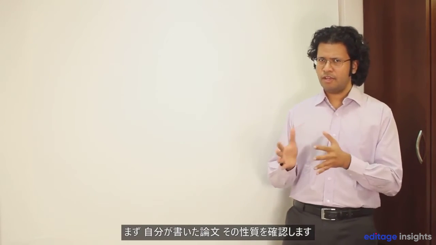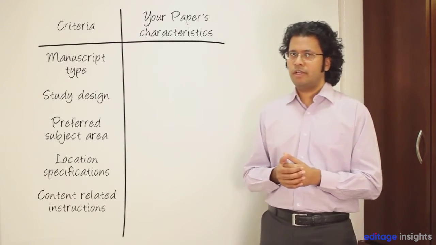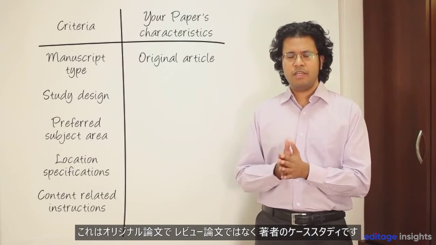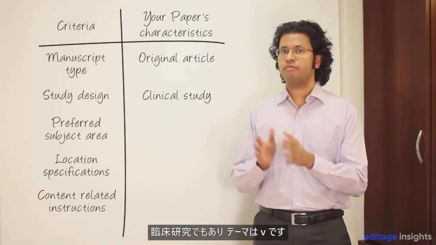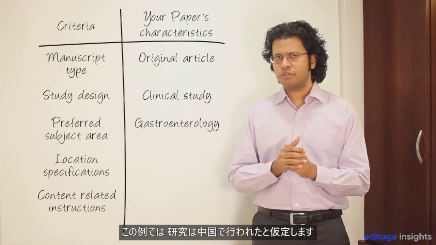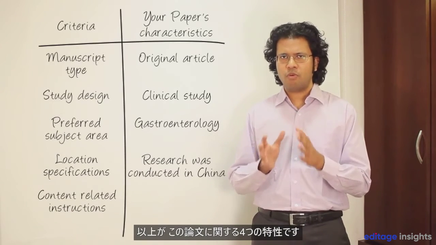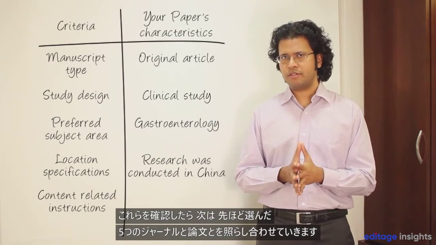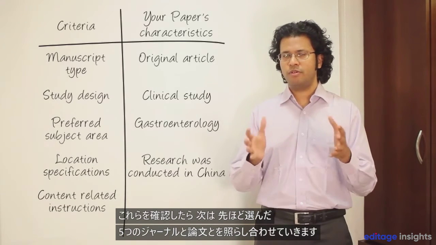First, let us look at what your article actually is, the nature of the article. It is an original article and not a review article, and not a case study, and it is also a clinical study, and it is on the subject of gastroenterology. And finally, let's assume for the sake of this example that the research was conducted in China. So these are 4 qualities about your article. Now that we have these qualities ready, let us try to match your paper with the 5 journals that we have identified.